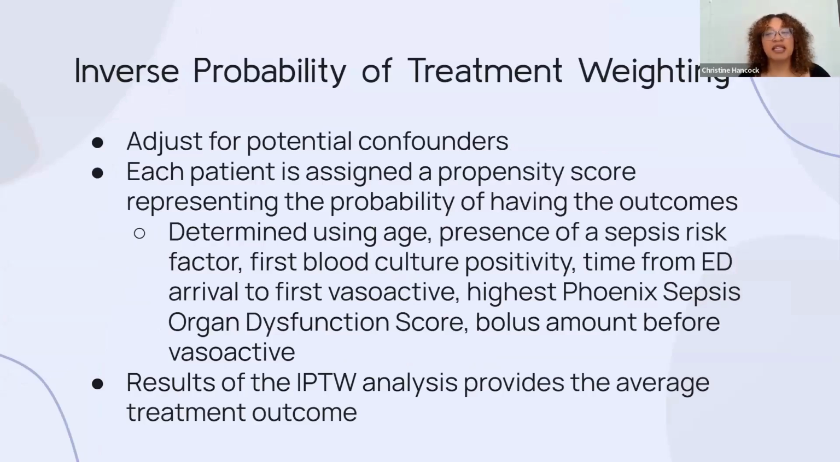And so the idea behind this was to adjust their results in terms of potentially having confounders and to adjust for that fact. And so each patient is assigned a propensity score representing a probability of having that outcome. And so they did this by determining patients using their age, presence of a sepsis risk factor, first blood culture positivity, time from ED arrival to first vasoactive, the highest PHOENIX sepsis organ dysfunction score, as well as bolus amount before vasoactive. The results of this analysis did provide an average treatment outcome.